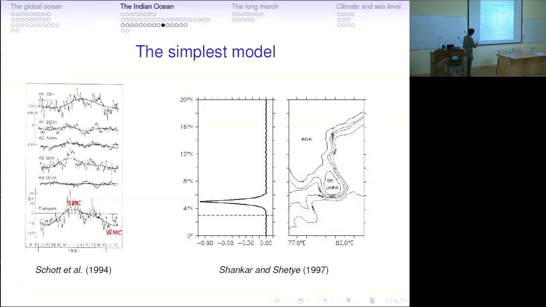These are measurements using acoustic Doppler current profilers moved south of Sri Lanka, reported in Shankar 1994. This is the transport associated with the monsoon current, summer monsoon current, and winter monsoon current.